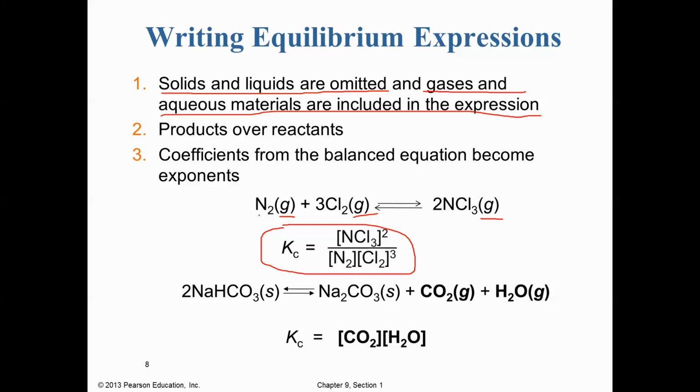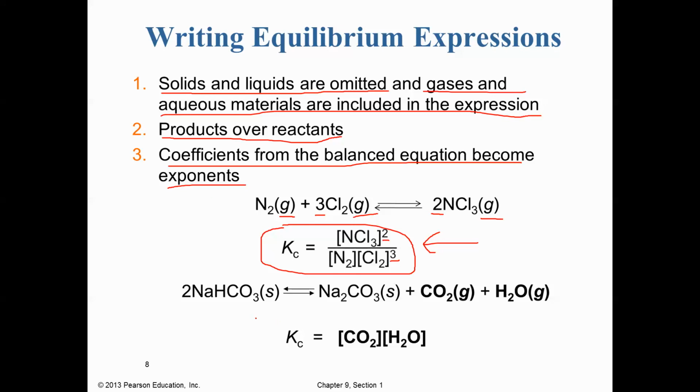So in our first reaction here, I should just finish up these steps. The products are listed over the reactants in the ratio, and the coefficients from the balanced equation become exponents. Here we have all gases, so nothing's left out of our expression, and our coefficients become exponents, so we have 2 of our NCl3s, so that's where this 2 goes, and 3 of these Cl2s, and that's going to go right there. And that's that. So solids and liquids left out, products over reactants, coefficients become exponents.